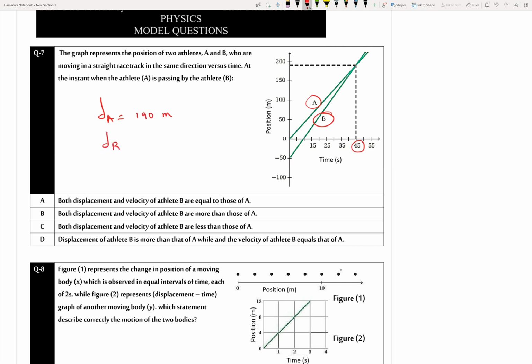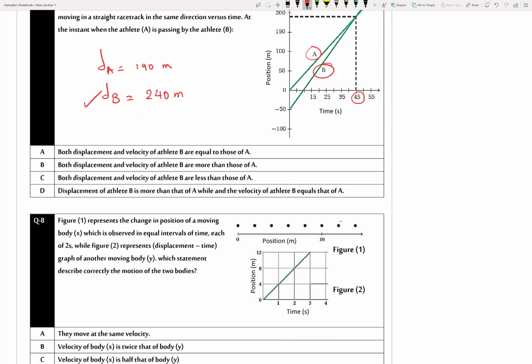But athlete B, where does it start? Nearly 50, which means that it started from a point behind the start point, or on the left side of the start point. So we will add 50 to 190, so it is nearly 240 meters. So it covered a higher distance in the same time, which means it has a higher velocity. So athlete B will have higher displacement and higher velocity. So are both displacement and velocity equal? No, they are not equal. Displacement and velocity of athlete B are more than those of A.